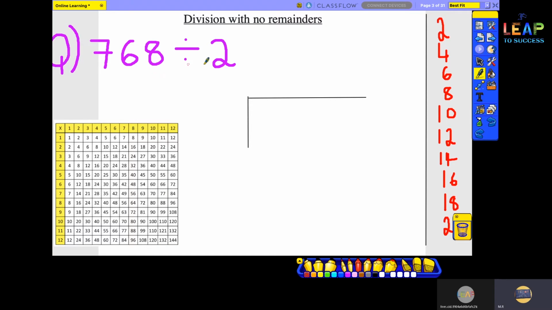768 divided by 2. So our first step will be to put the 2 on the outside of the bus stop. Okay, so that's the first step. And then we put the number 768 on the inside.